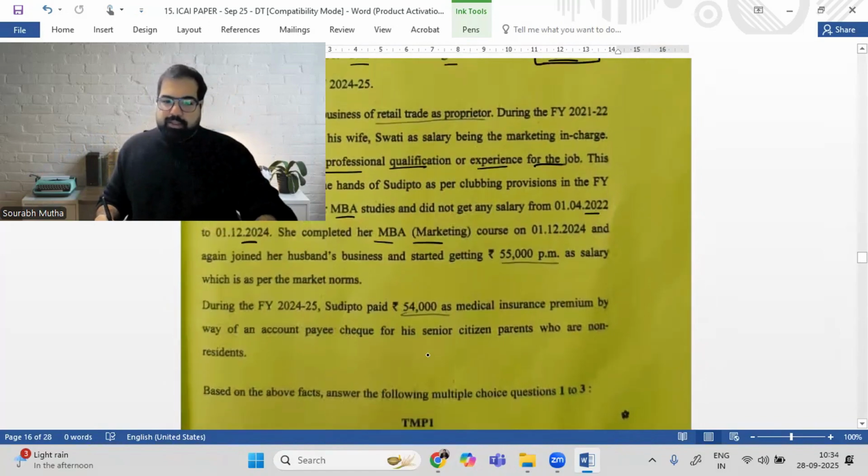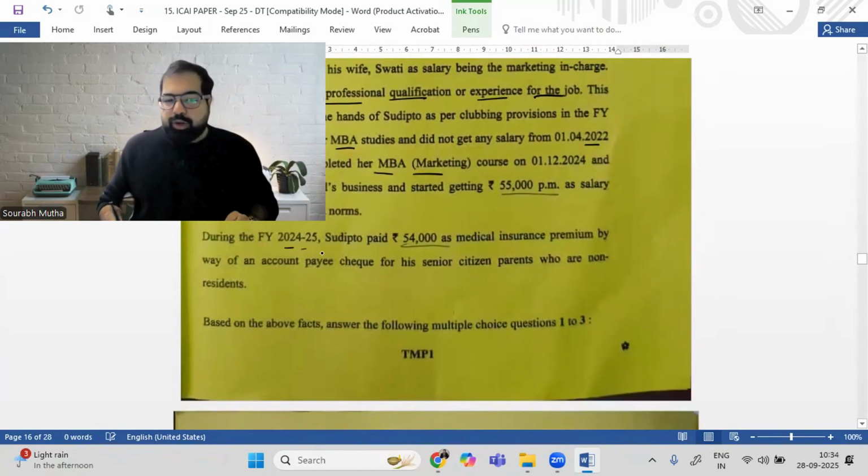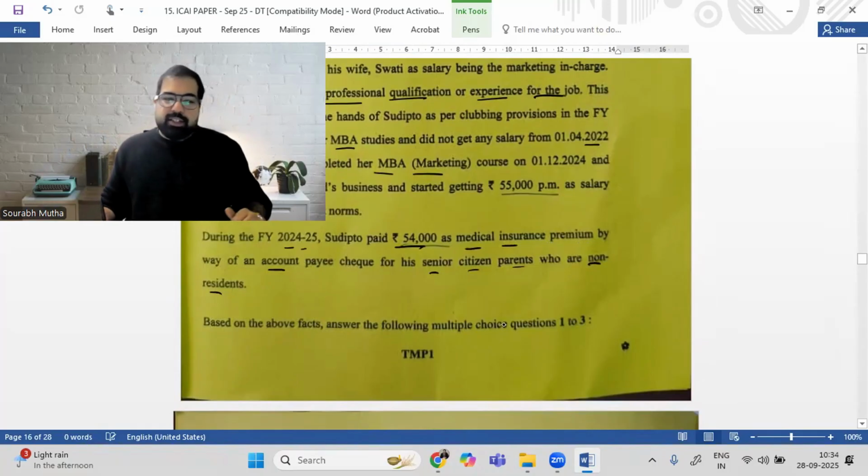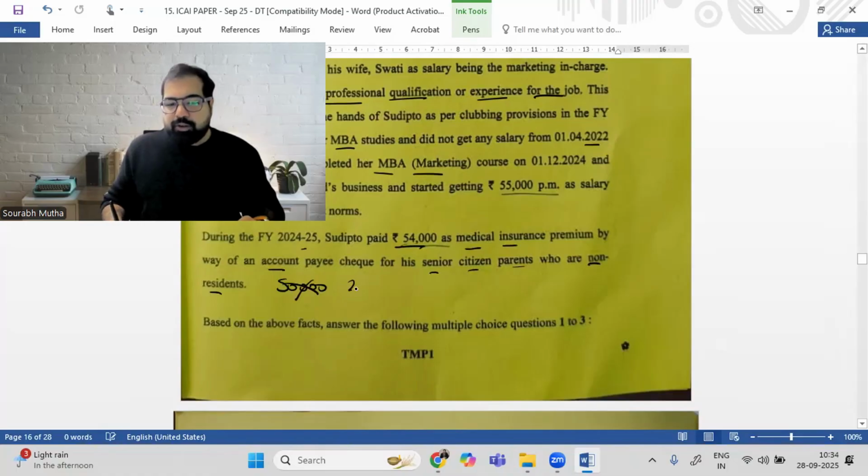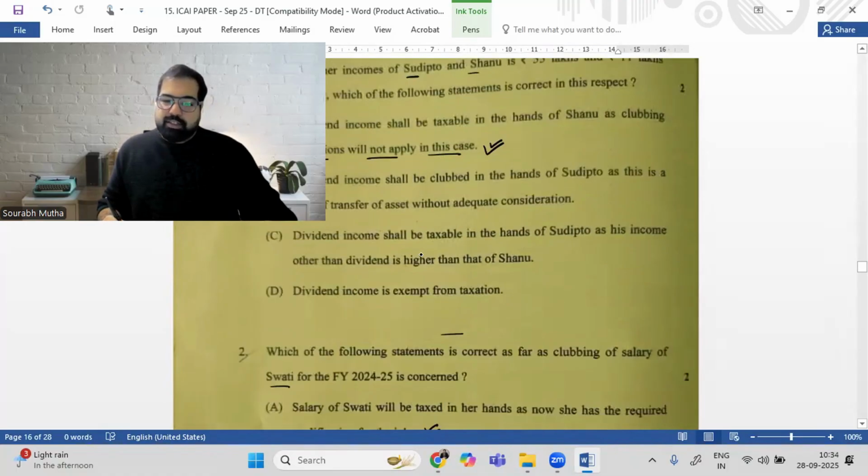Perfect. Next. During the financial year 24-25, Sudipto paid 54,000 as medical insurance premium by way of account payee cheque for his senior citizen parents who are non-residents. Guys, if you have senior citizen parents, then actually the limit is 50,000, but because they're non-resident, the limit reduces to 25,000. There's a section called section 80D. In that, the answer is 25,000.